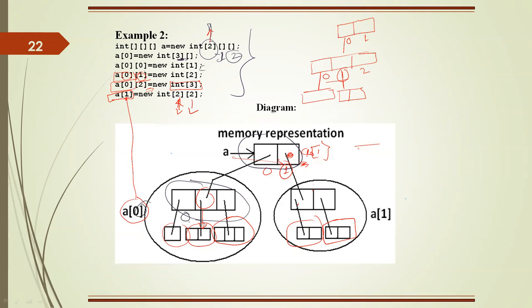Zero of one will create a two-dimension array here. Zero of two will create a three-dimension array because two is here: 0, 1, 2, right? And A of 1 equals new int[2][2] will create two arrays. Where is 0 of 1? Here, this is 0 of 1. It has 2 of 2 created, two instances of two.